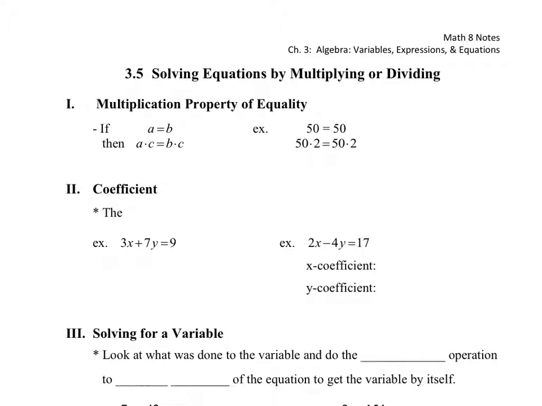Okay? For example, 50 equals 50. That's true. If I take the left side and the right side and multiply both by 2, I still get the same answer, right? We did it with adding and subtracting.